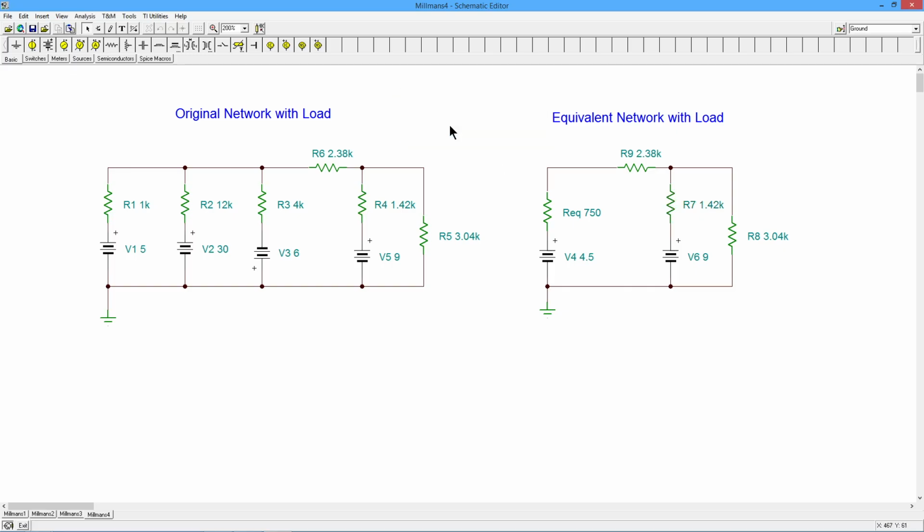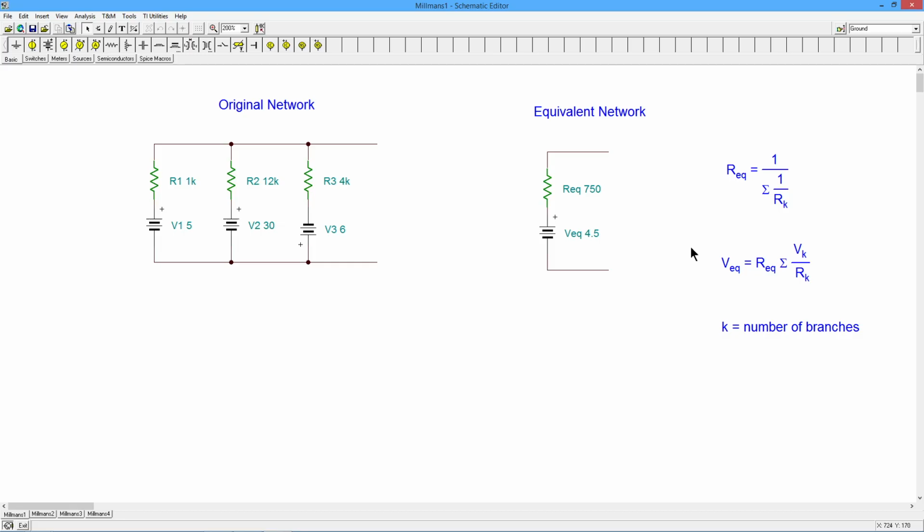Okay. Alrighty. So, Millman's theorem is a theorem you never have to use, right? There are ways around it. And to be honest with you, I would never memorize these equations. If you think about it, this equation is nothing more than saying, hey, all these resistors are in parallel, right? It's 1 over the sum of the reciprocals. In other words, the conductance values, right?